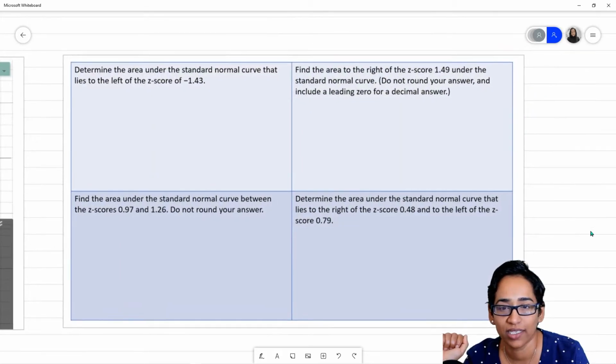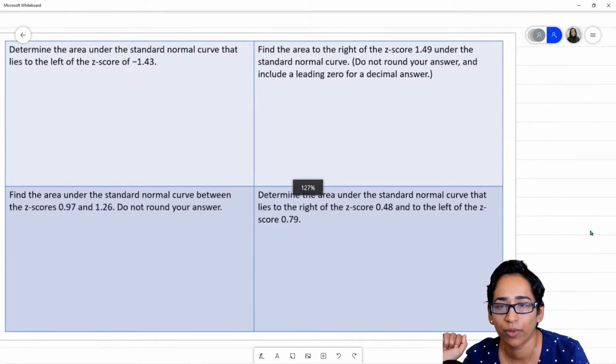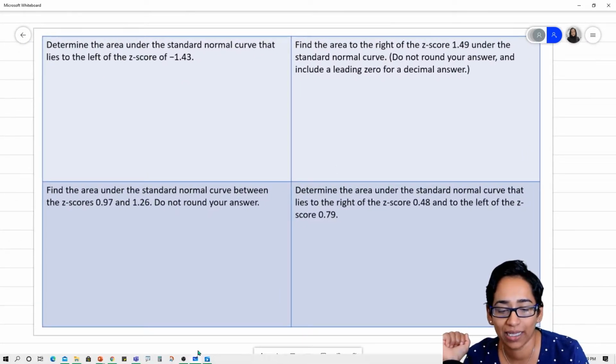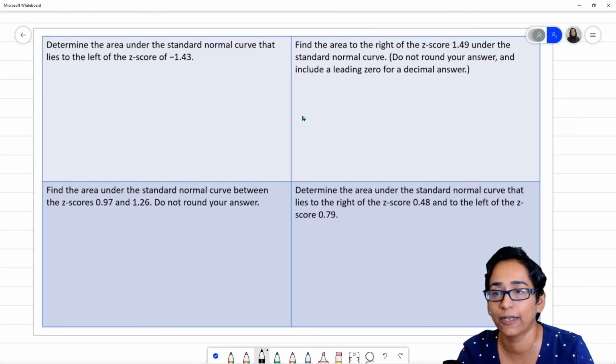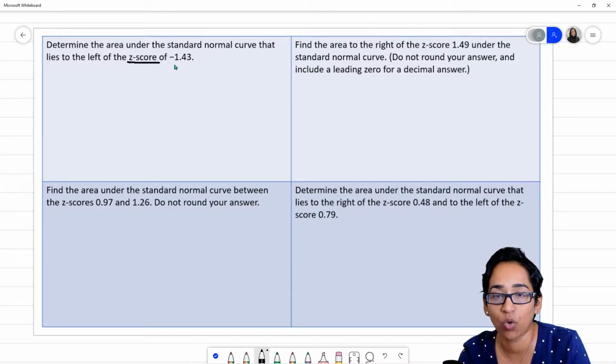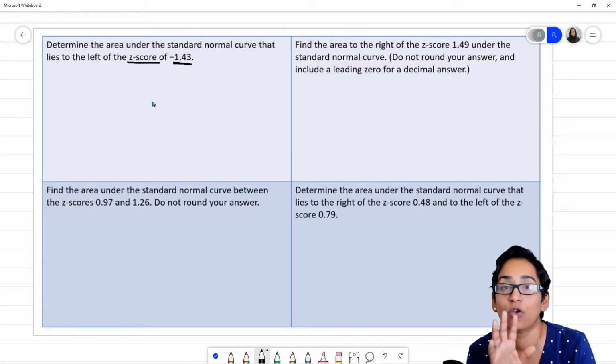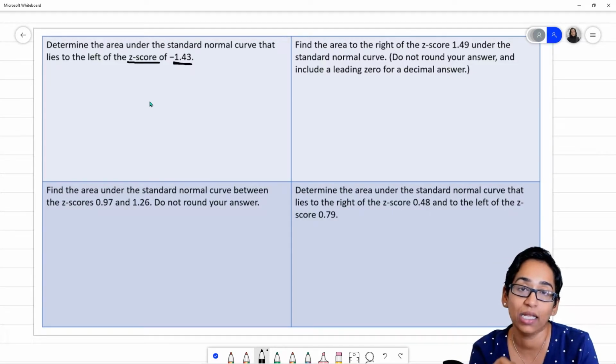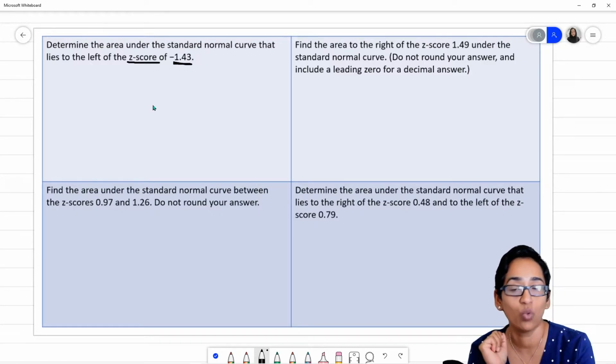All right, this is my first problem. What I'm going to do is open up ClassCalc. But before I do that, I want to show you how this is done. They're asking me to determine the area under the standard normal curve that lies to the left of the z-score -1.3. Your first step is, no matter if you're using ClassCalc, you still have to graph it out so you can visually see what's happening.